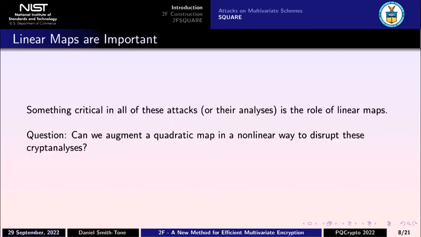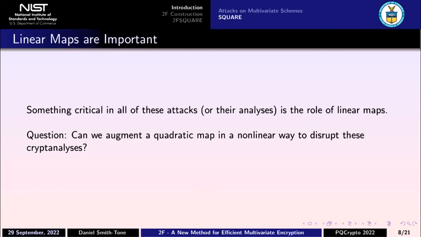Something that all of these cryptanalytic techniques have in common is the importance linear maps play in their structure or complexity analysis. The significance is obvious for MinRank and for attacks using differential symmetry, but more recent degree fall analysis of big field schemes relies on symmetries related to Frobenius automorphisms, and so also relies on linear relations.